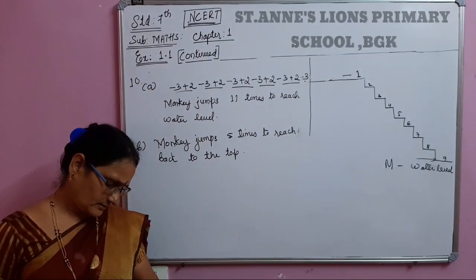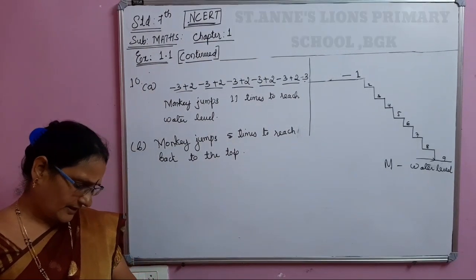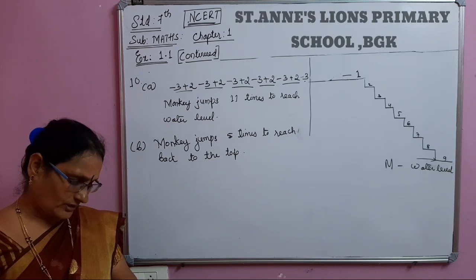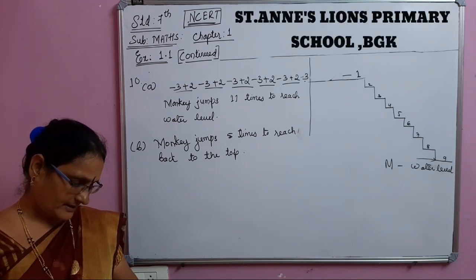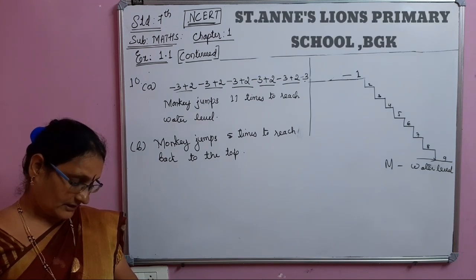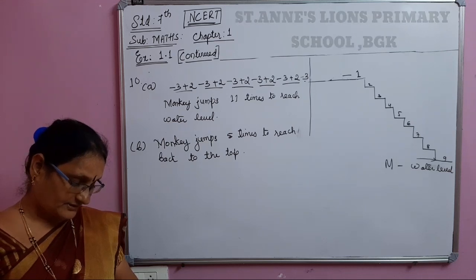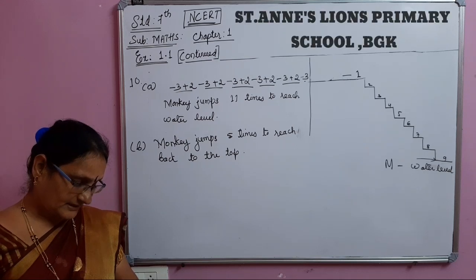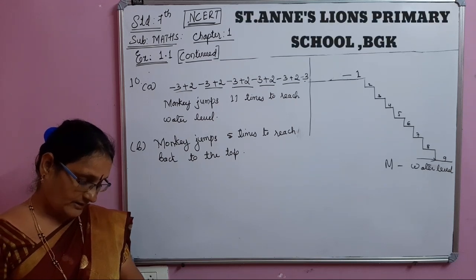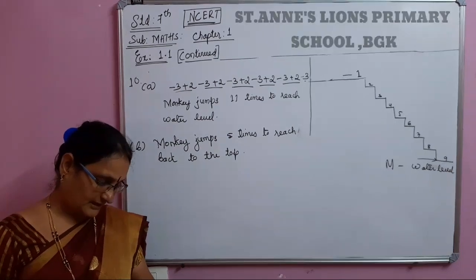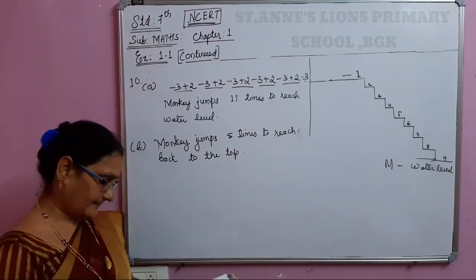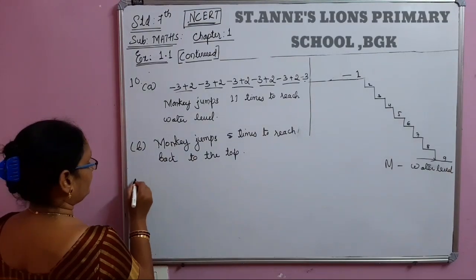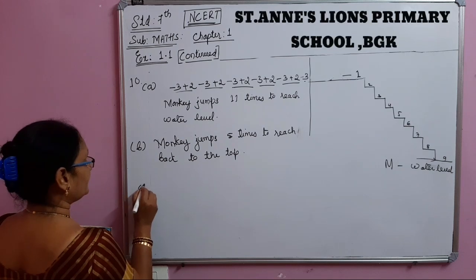Then, if the number of steps moved down is represented by negative integers and the number of steps moved up by positive integers, represent the moves in part 1 and 2 by completing the following. A. See, third one, that is C.